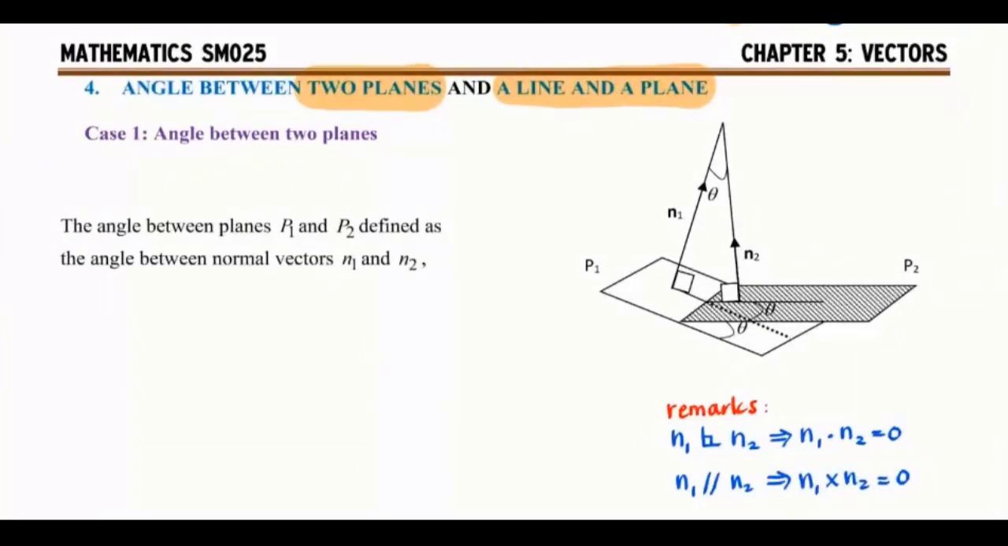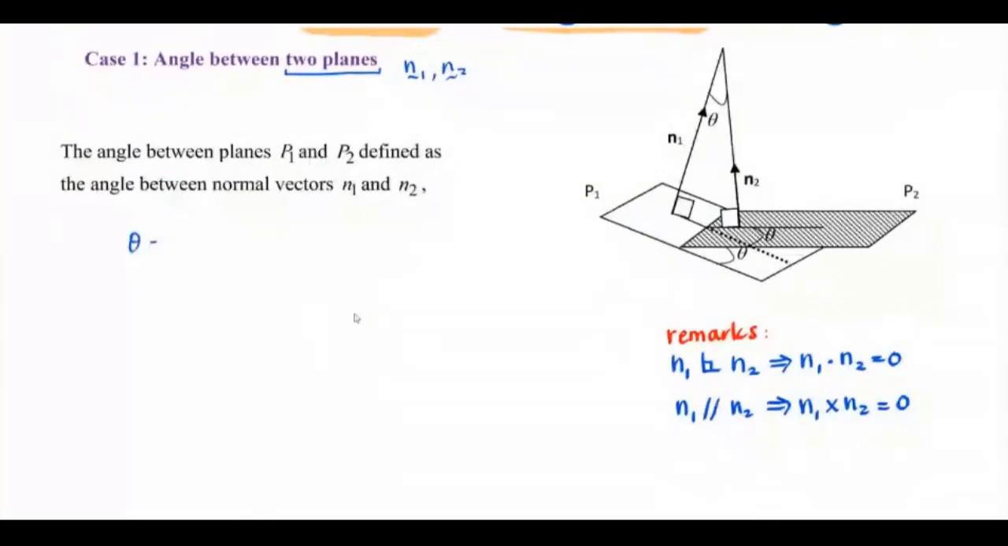We will use inverse cos as usual. But for a plane, you must remember, the plane will be dealt with using its normal. So we have N1 and N2. So we're going to have theta equal to inverse cos of N1 dot N2 over magnitude N1 times magnitude N2. And I'll write here a remark: if your normals are perpendicular to each other, the dot product will be equal to 0. If parallel to each other, the cross product is equal to 0. Okay, copy first.